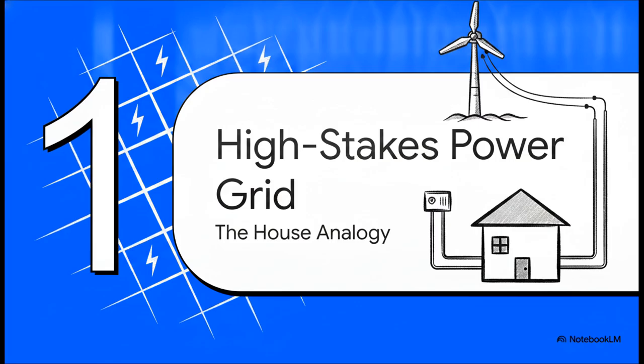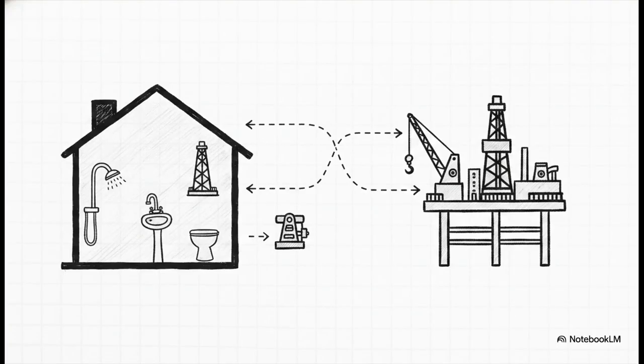The high-stakes power grid and the house analogy. To really wrap our heads around how engineers prevent oversizing these grids, think about the plumbing in your own home. When you size water pipes for a house, you absolutely do not assume that every single tap, shower, and toilet is going to be running full blast at the exact same time, right? If you did, your pipes would be huge and incredibly expensive. Well, the exact same logic applies to these offshore platforms. We just don't assume every piece of electrical equipment runs simultaneously.